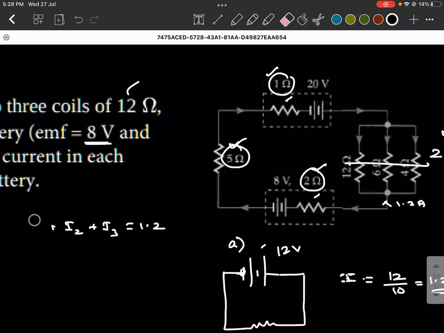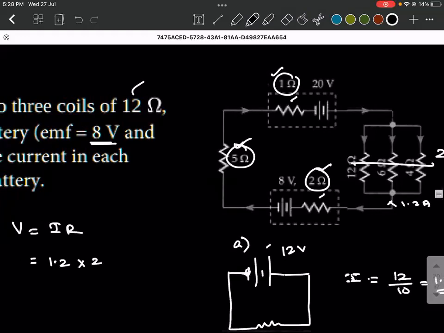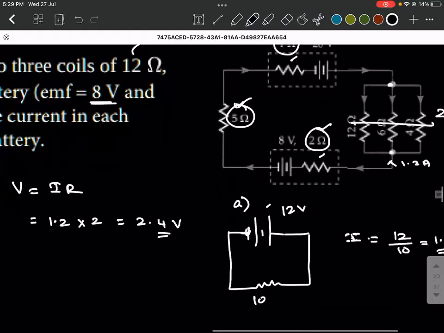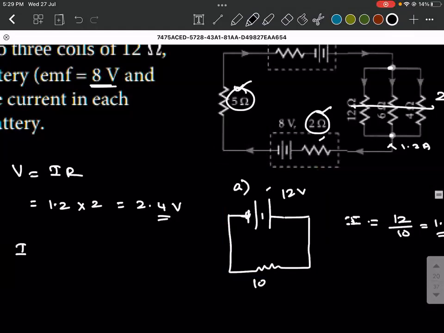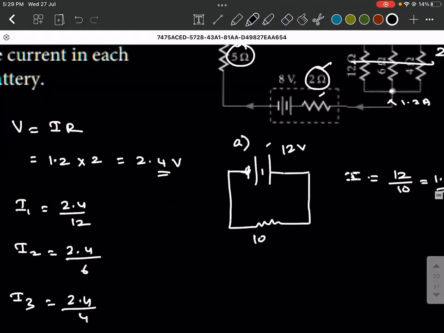So what we can do is we know that the potential difference V is equal to I into R. What is the total current flowing through the equivalent circuit? 1.2 into what is the equivalent resistance? 2. Correct? So that is going to be 2.4 volt. Means 2.4 volt is the potential drop occurring across every part of the circuit. So I1 will be equal to 2.4 divided by 12. I2 will be 2.4 divided by 6. I3 will be 2.4 divided by 4. How much is the answer? 0.2, 0.4 and 0.6. Is the sum of all coming out to be 1.2? Yes, it is. So that's the answer.